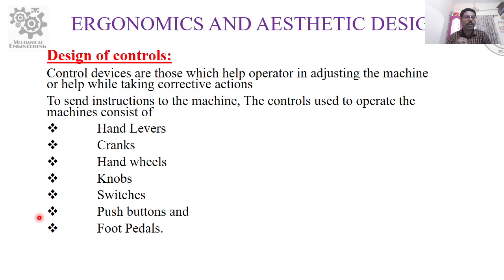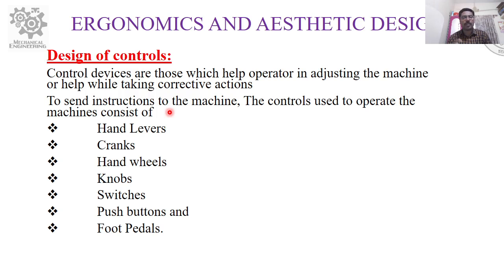In this session, we study about controls. Control devices are those which help the operator in adjusting the machine or help while taking corrective actions. It is very important for controlling devices to send instructions to the machine. The controls are used to operate the machines, so they are very useful in mechanical machines. Controlling devices are very important to operate each and every machine.